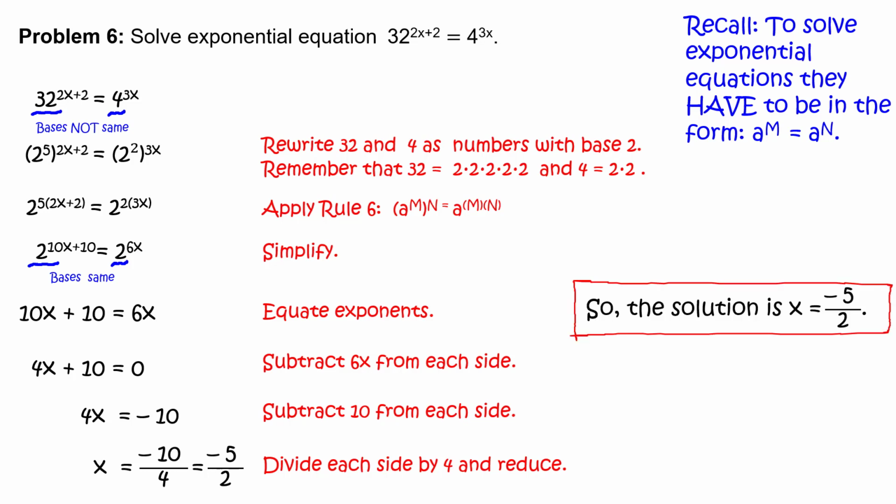And then finally, we're just going to state our result. So the solution is x equals negative 5 halves.